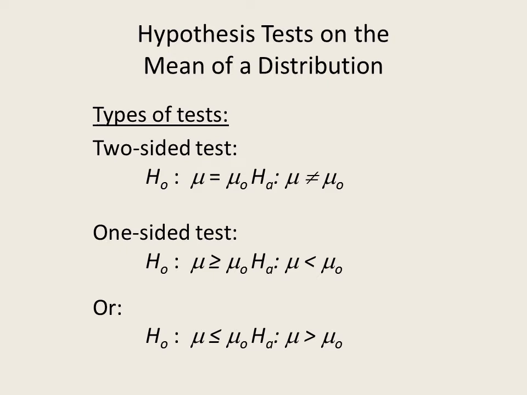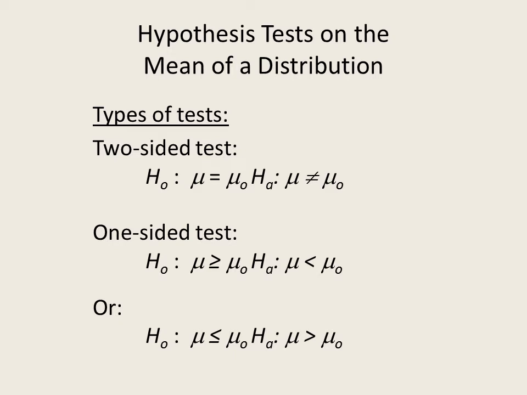Hypothesis tests on the mean of a distribution may be one-sided or two-sided. If we're making a two-sided hypothesis test, then our null hypothesis is always that the mean is equal to some particular value that we want to test, against the alternative hypothesis that the mean is not equal to that value. We aren't making a distinction about whether it's above or below that. We're just saying it's not equal to what we thought it was.